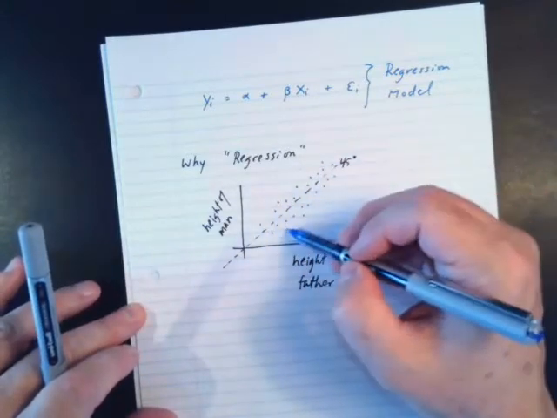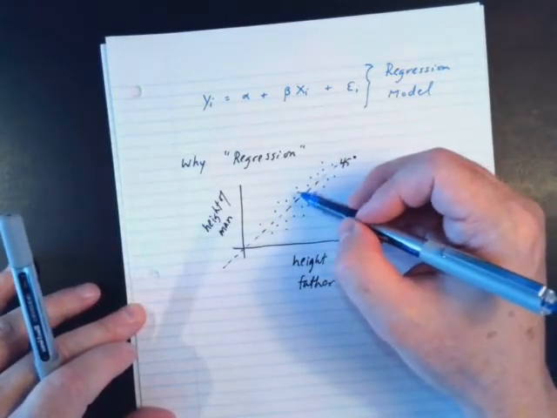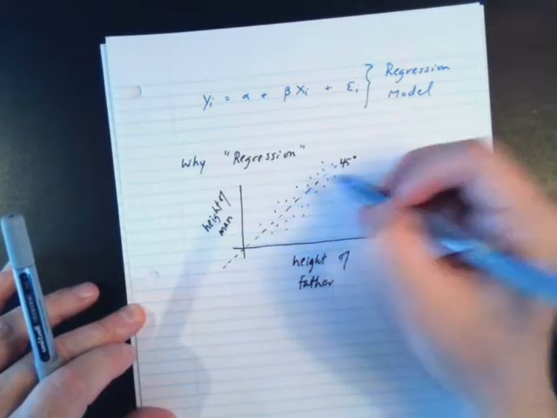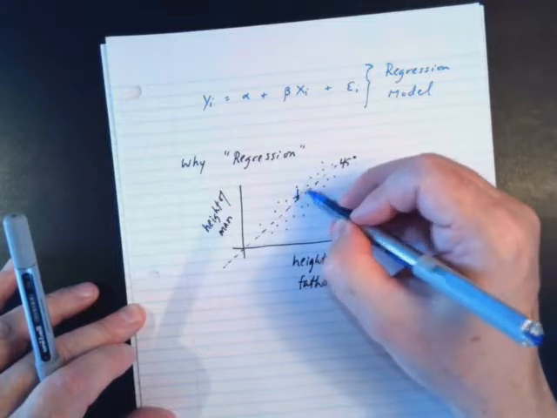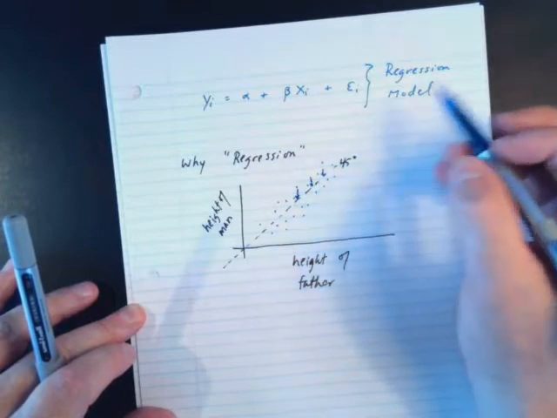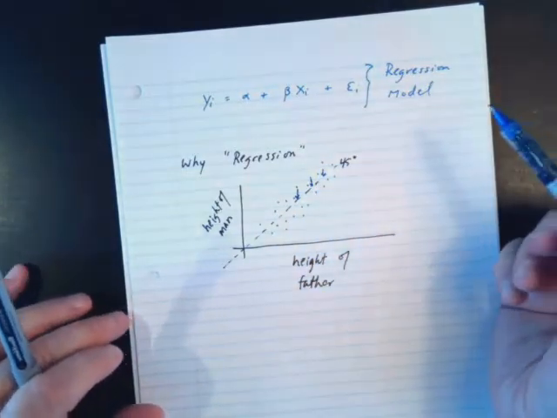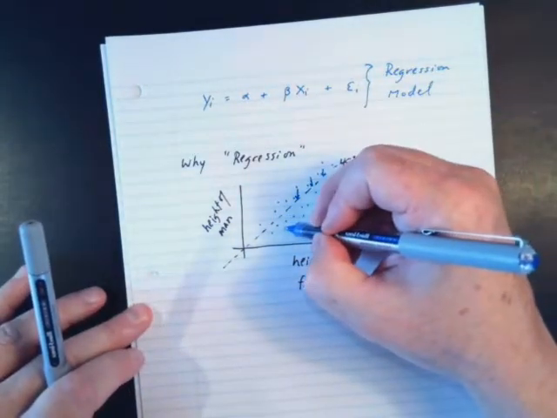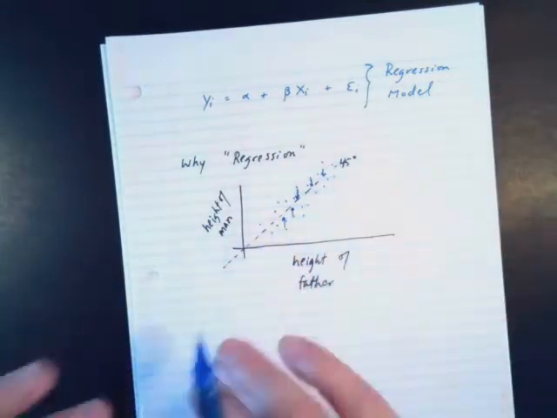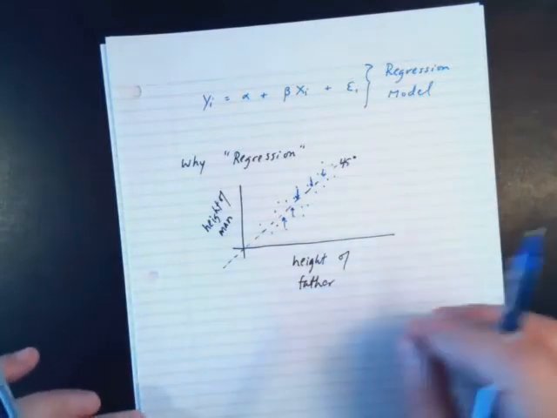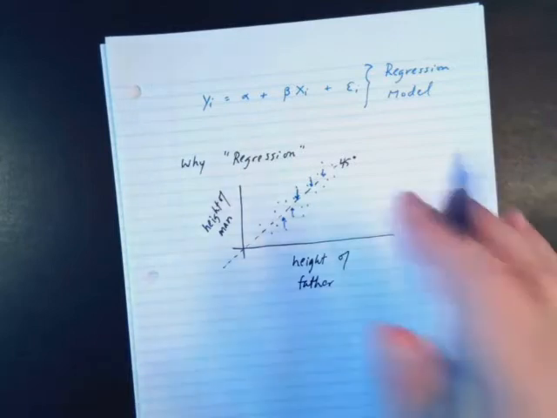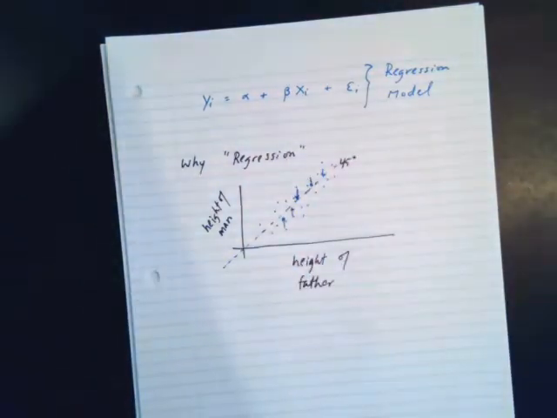And the author of this study said it's like the numbers are being pulled onto this 45-degree line. There's a tendency for them to regress to the mean. And so this term regression comes from the idea of the data regressing towards a straight line that passes through the data. Regression to the mean. So that's where the term regression comes from.